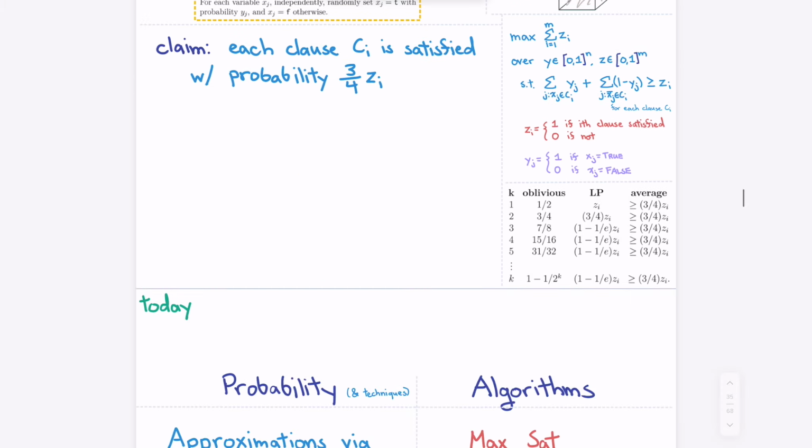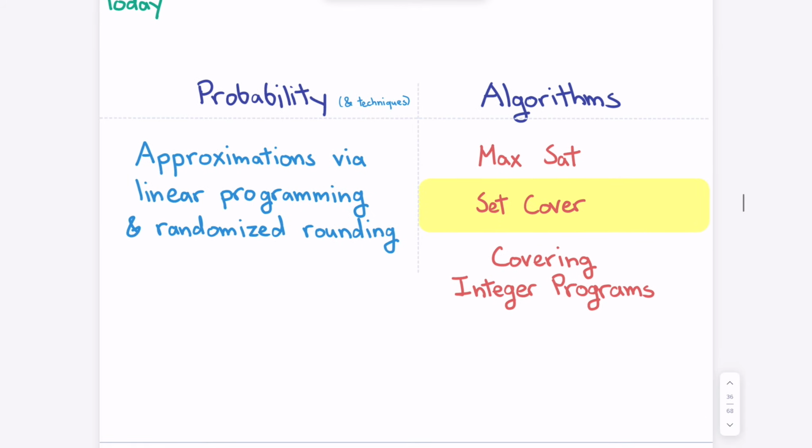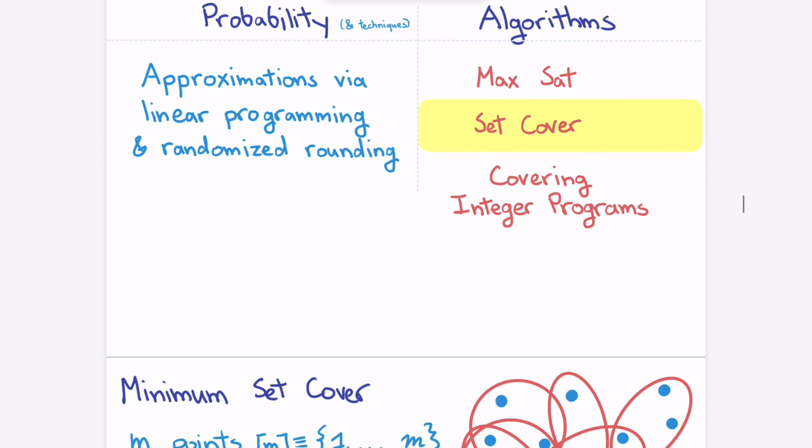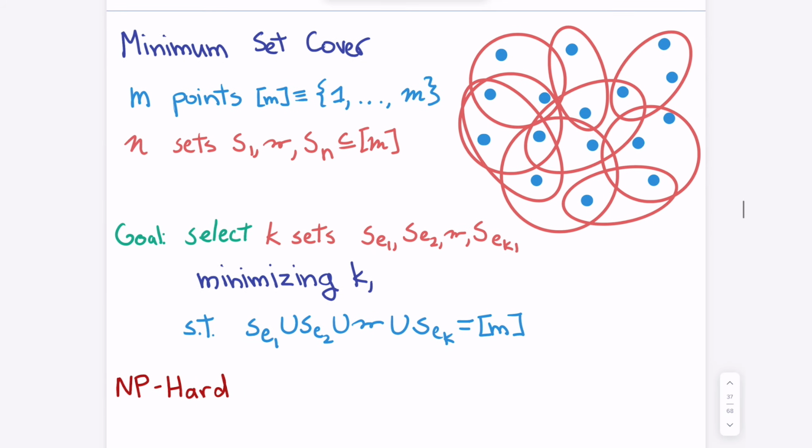Okay, then let's do one more example. This time we'll do the set cover problem. Hopefully you've seen set cover before. Your input consists of a bunch of points and a bunch of sets, and you want to select the minimum number of sets so you cover all the points. Say you're a telephone company and you have to place cell phone towers to cover all the users, things like this. And it's NP-hard.